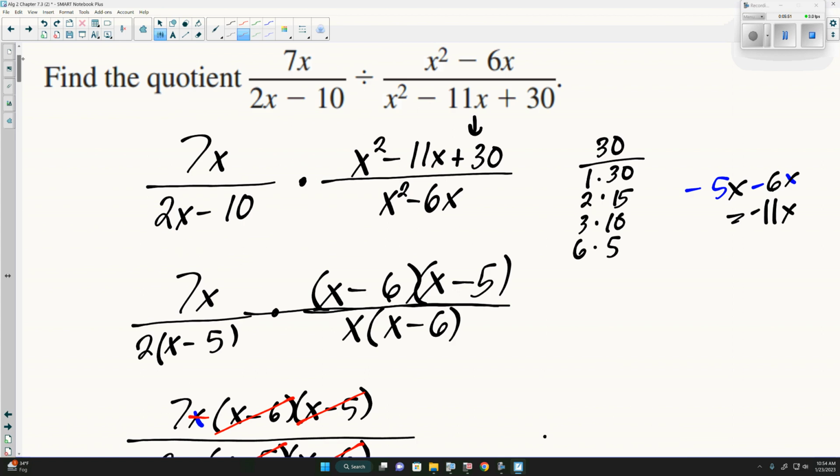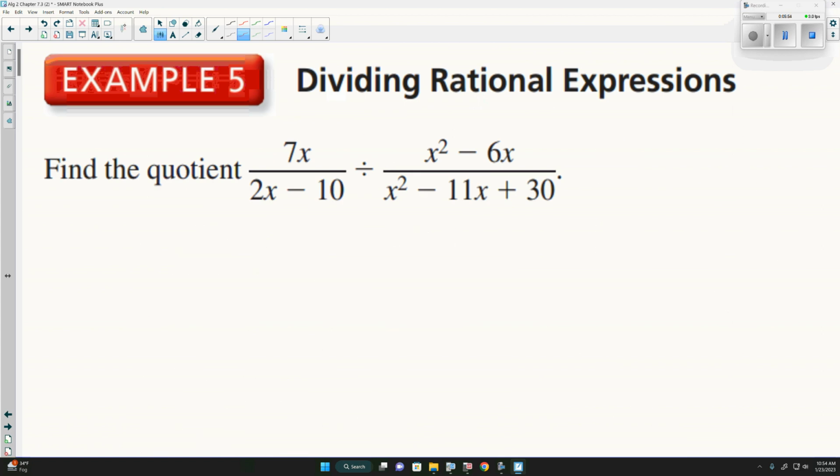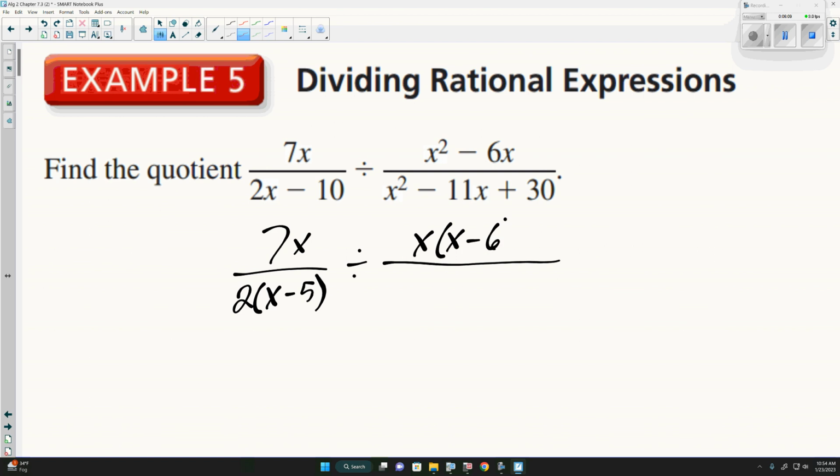Now, the restrictions. We talked about the restrictions on Friday with multiplication, on what x cannot be, because we cannot divide by 0. You do not have to rewrite this back out, but I want to look at the restrictions for this one here where we start. So we know we can't divide by 0. We cannot have 0 in the bottom of the fraction. So if we look at the first fraction, we're mainly looking at the x minus 5. What will make x minus 5 be 0?